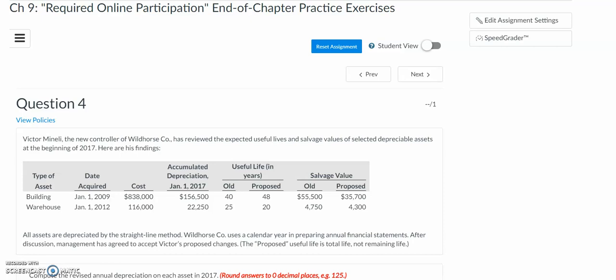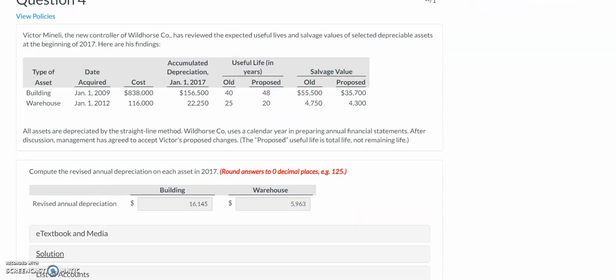Hello, Accounting 101 students. In this video, we are going to go over how a company will compute the revised annual depreciation when it changes its useful life or its salvage value. So we're going to go ahead and do this with question number 4. Another topic that we will be covering is recording the gain or loss when we dispose of a fixed asset, and we will be doing this with question number 3 in our Chapter 9 end of chapter practice exercises.